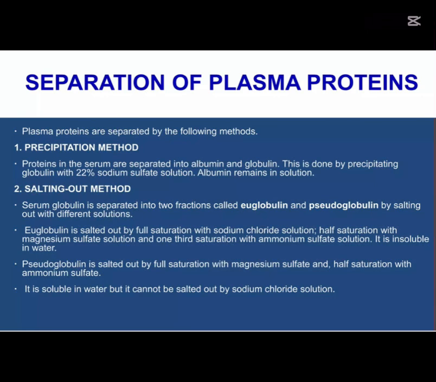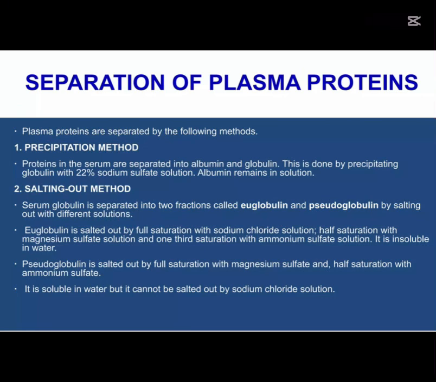Naturally, first of all, you have to separate plasma from blood cells. After you separate plasma from blood cells, you now isolate the plasma protein from the plasma. So how do you do it? You use various methods, which we'll be talking about. Now the first one is the precipitation method. Precipitation method is used to separate albumin from globulin, especially using sodium sulfate, 22% of sodium sulfate.